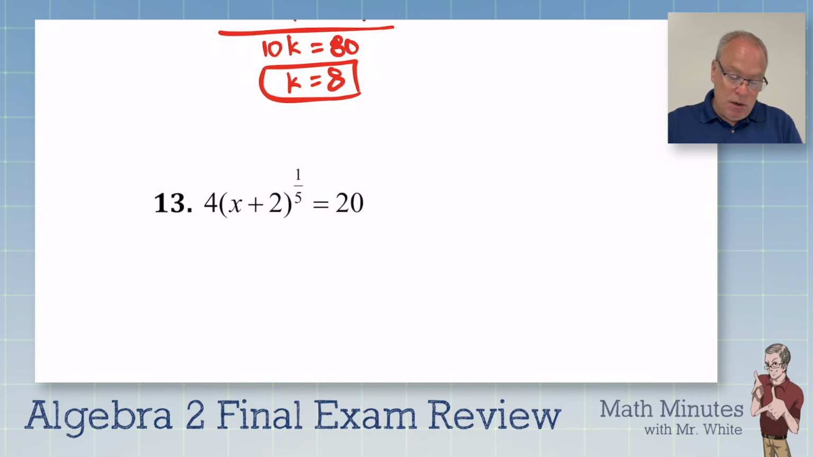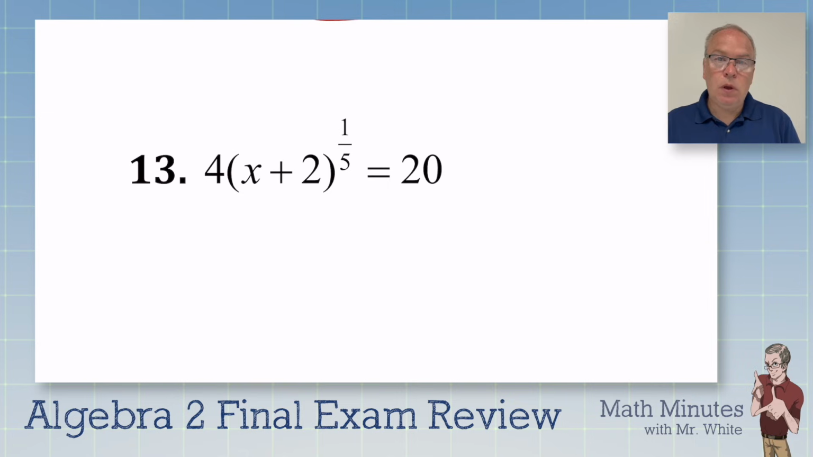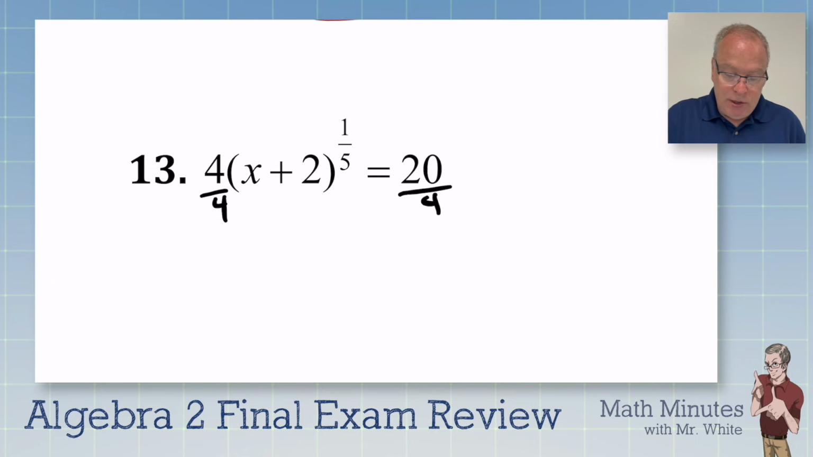Number 13. What are we going to do here? Well, this is a good chance for me to remind you about rational exponents, and we're going to have more problems on this in a moment. Rational exponents mean roots are going on. This is a root. So I could rewrite this problem. I'm going to divide both sides by 4 first, though, because that 4 is outside that parenthesis. So we can get rid of that 4 just on this first step. So we end up getting 5 on the right side.